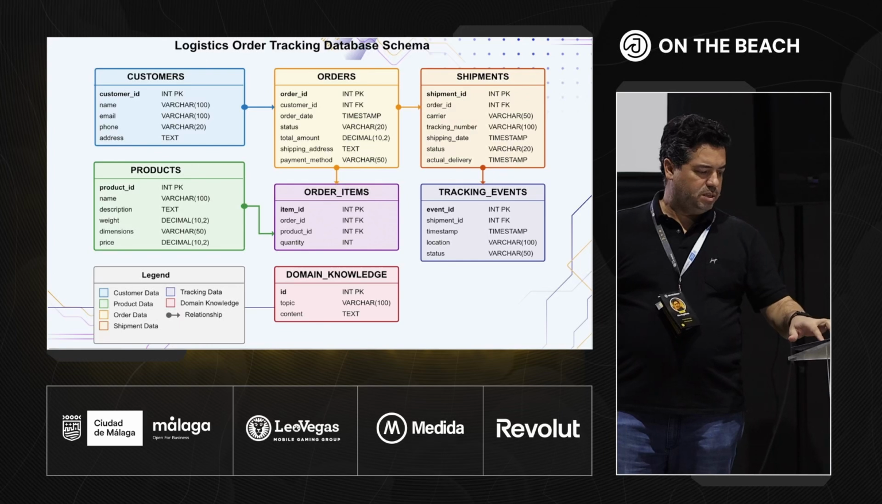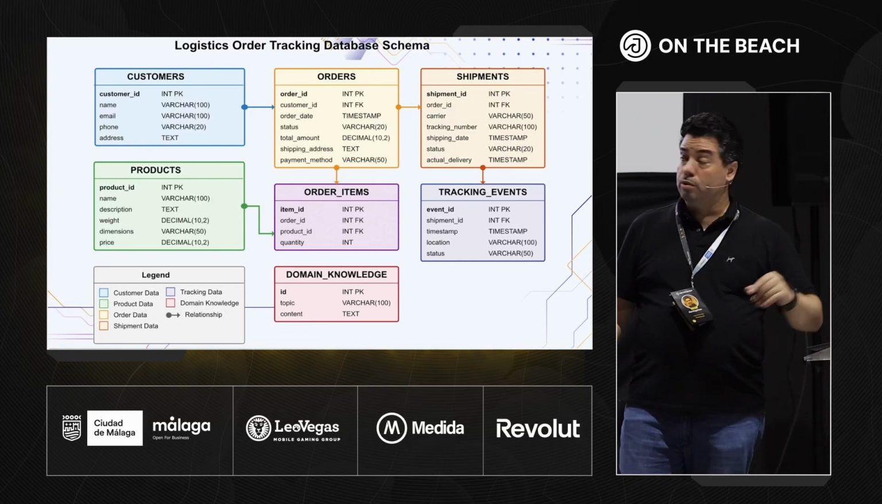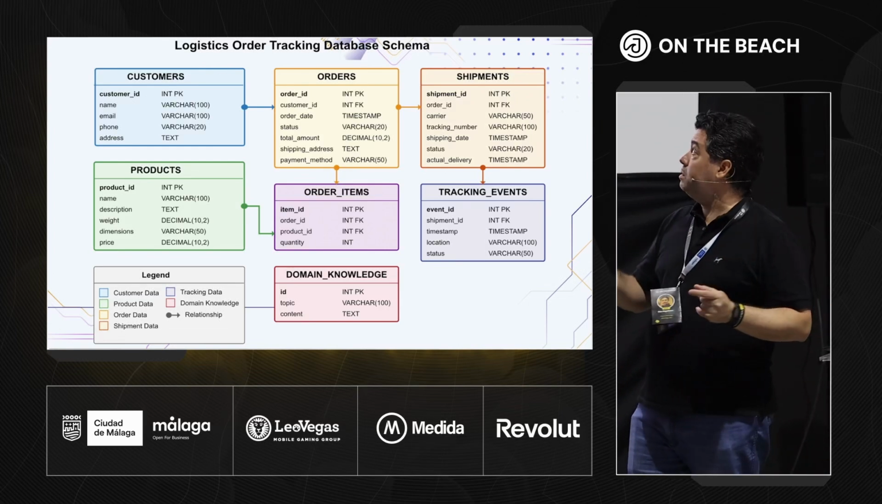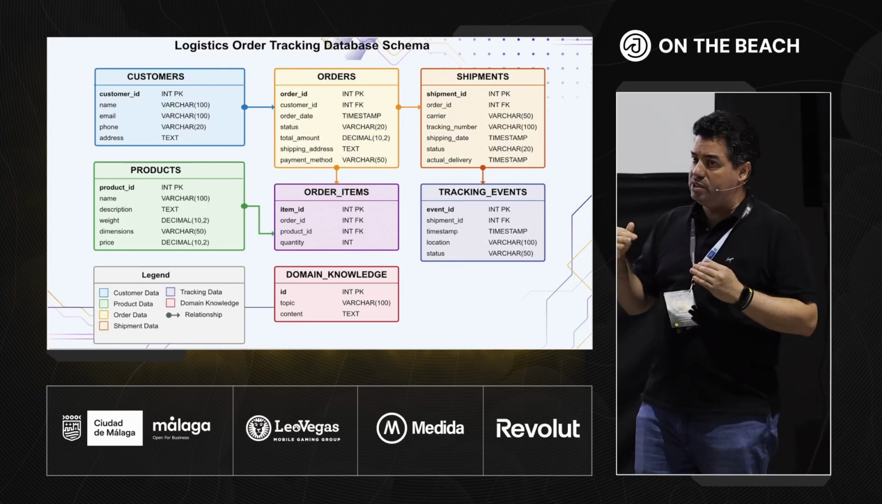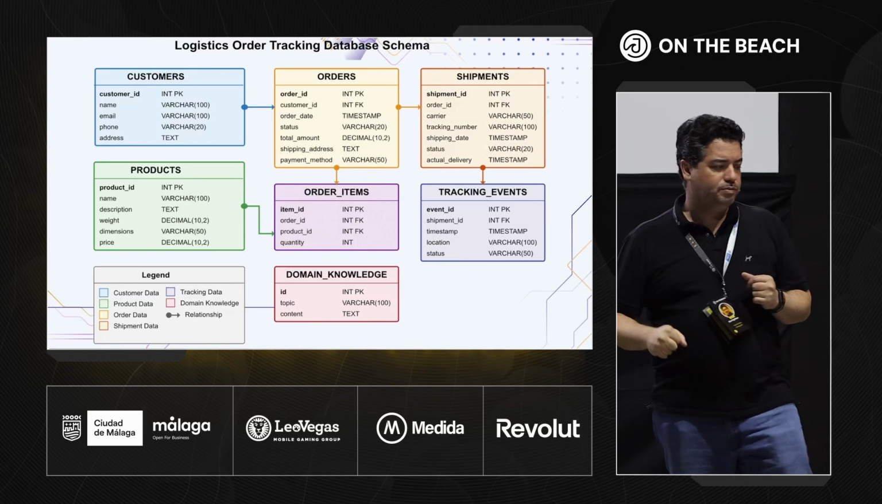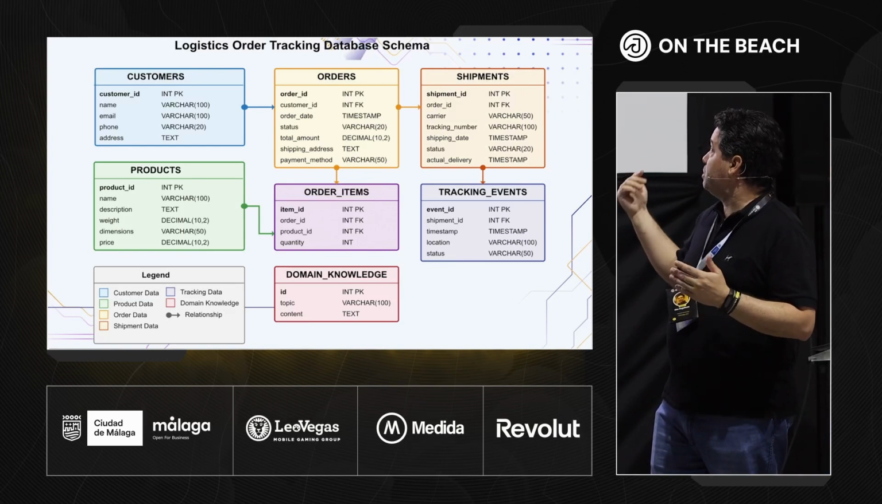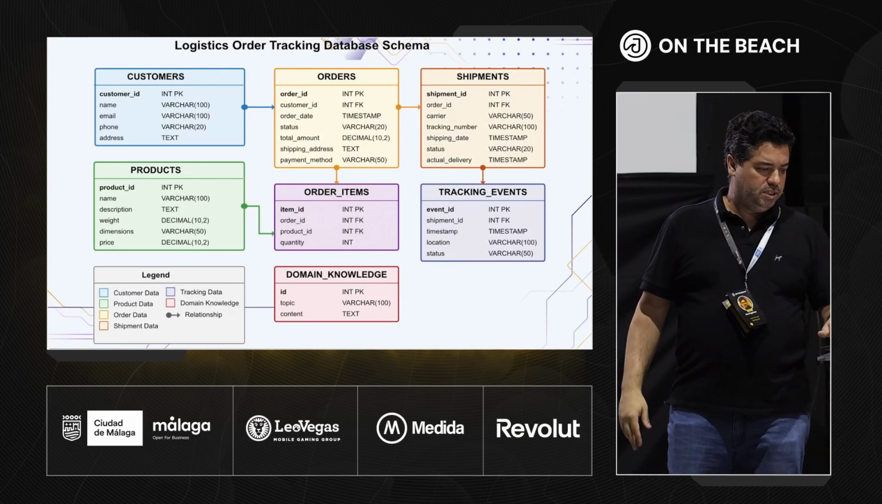Here is the database again, so we can remember, because I will show some examples. On the orders table, I have the status for the whole order. On the shipments, I have the tracking number and the status for each of these orders. And on the tracking events, I have a timestamp and the location for these events.